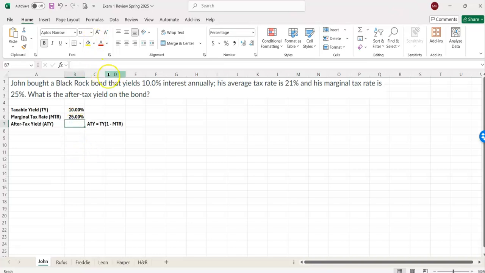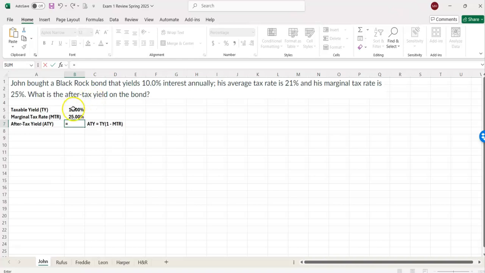John bought a BlackRock bond that yields 10% interest annually. His average tax rate is 21%. His marginal tax rate is 25%. What is the after-tax yield on the bond? So equals. Anytime you calculate a formula in Excel, you can start it with equals, plus, or minus.